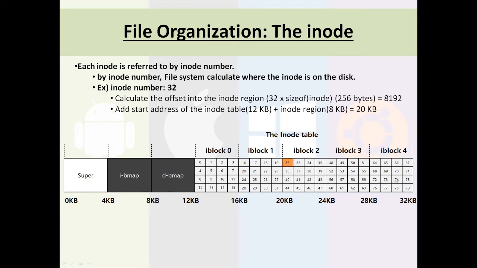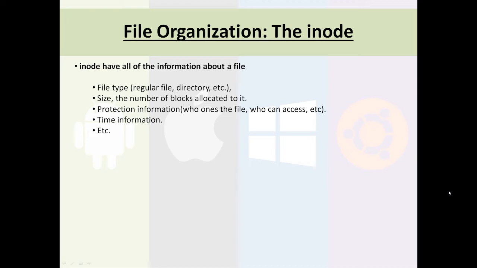And just by visually looking, that makes sense, right? This block here, I block 2, starts at 20, and here's 32. So that's how you can calculate where the inode is on the disk. So what is actually stored inside of the inode? Well, it has all the information about the file: the file type, the size, the number of blocks allocated to it, the protection information, the time information, all the metadata related to that file, as well as the inode number, of course. So it's virtually all the information about the file. Okay, so that's the inode.